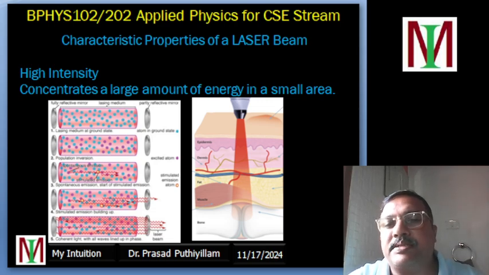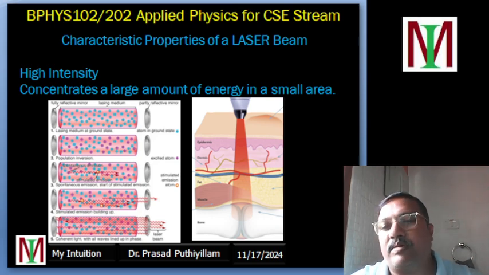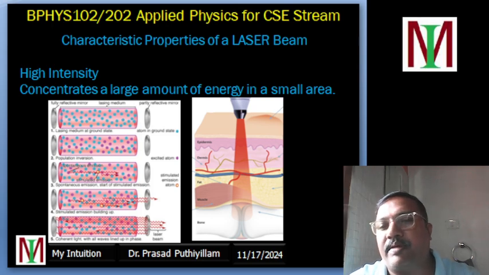So this high intensity is what allows lasers to have applications like cutting materials, metal cutting or plastic cutting. Laser beams are used in surgery to heal wounds, or to heal microbes, or even to make holes wherever needed. It is also used in micro machining, preparing machine parts which are micro in size.